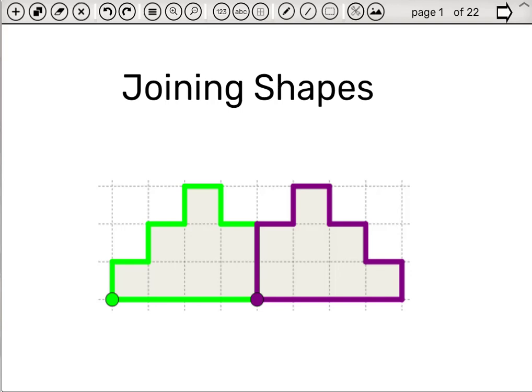Welcome to the lesson Joining Shapes. In this lesson, the students will first calculate the perimeter of one shape, and then the students will try to use this knowledge to calculate the perimeter of a shape that is created by combining two or more of such shapes. The idea is to promote a deeper understanding of the topic of perimeters and to develop more flexible thinking in general. Let's move on to our first shape.